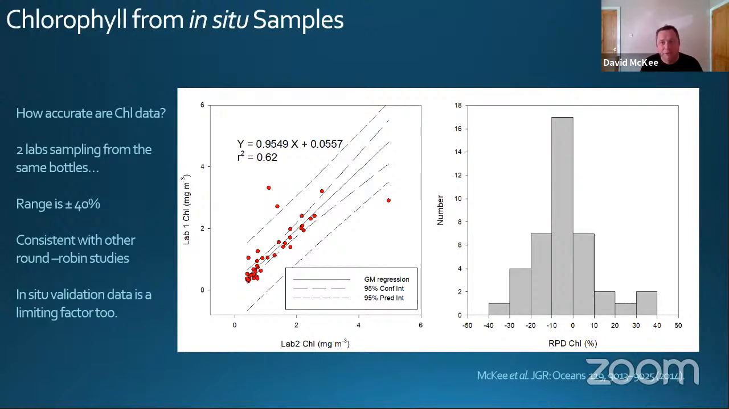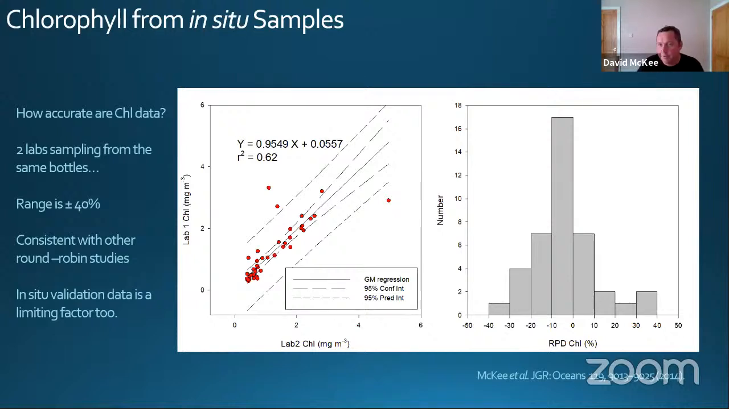There are dedicated round robin experiments that do this, but it doesn't happen very often. So one lab measured chlorophyll on this axis, another lab measured chlorophyll on this axis. These were all HPLC samples. It was high quality stuff. And you see that for the majority of these points here, the data set follows the 1-to-1 line pretty well. It's doing not too bad, it's close. However, there are these points either side that obviously look like outliers, but you only know that these ones are outliers because you've made the duplicate measurement.